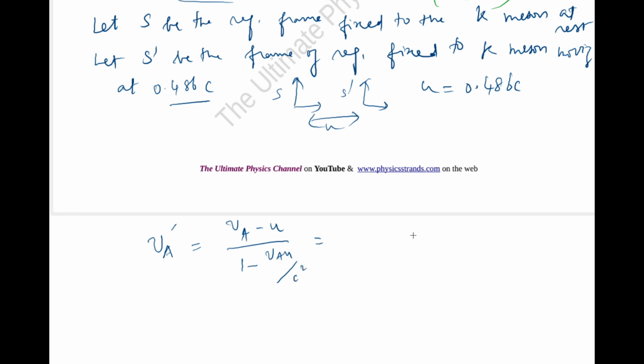This is equal to, the velocity is 0.828 c of the pi meson. Each one travels with the same velocity, 0.828 c minus u, which is 0.486 c, over 1 minus the product of these two. So 0.828 multiplied by 0.486, c squared will cancel, so this will remain. If I do the calculations, I get V A prime as 0.57 c.